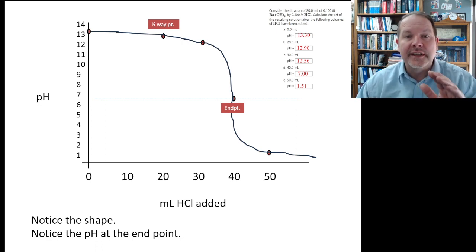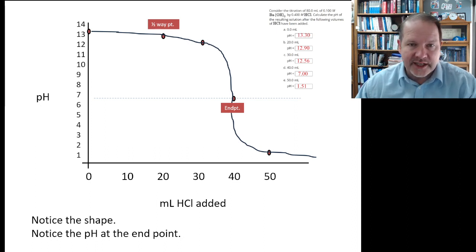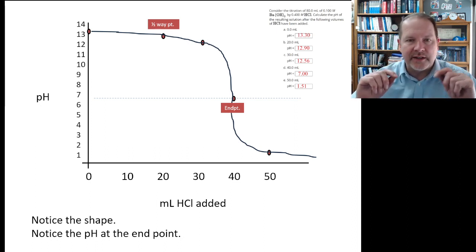Or not the halfway point. The equivalence point is at 7. That's for any strong base, strong acid titration. It doesn't matter the order, doesn't matter if it's strong acid into strong base or the reverse, it always neutralizes to water.